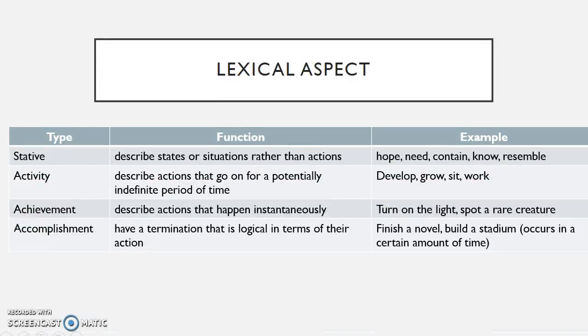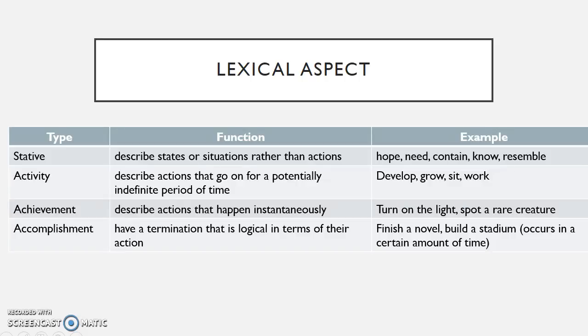Let's also consider the lexical aspect. There are 4 types of lexical aspects to be considered. The first is stative. It describes states or situations rather than actions and can commonly be used with the verbs hope, need, contain, know, resemble, or similar.